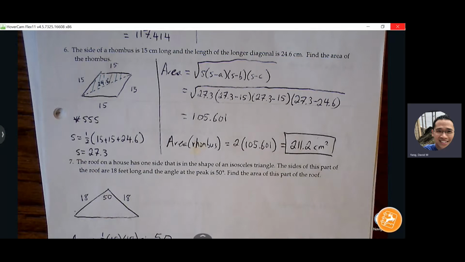Yes. Oh, I got 212. That's fine. I mean, it may just be that we rounded a little differently. I see. That's fine then.